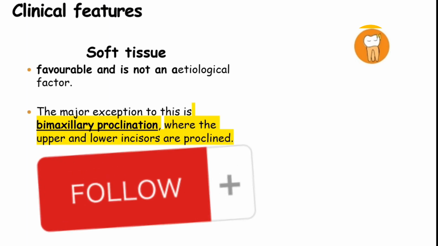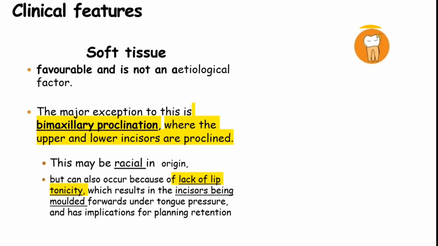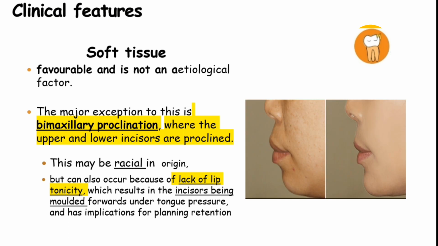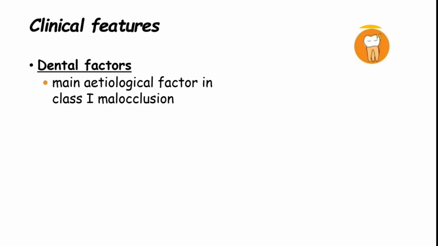Now we'll talk about soft tissue factor. Soft tissue is favorable and is not an etiological factor. The major exception to this is bimaxillary proclination, where the upper and lower incisors are proclined. This may be racial in origin, but can also occur because of lip tonicity, which results in incisors being molded forwards under tongue pressure and has implications for planning retention.